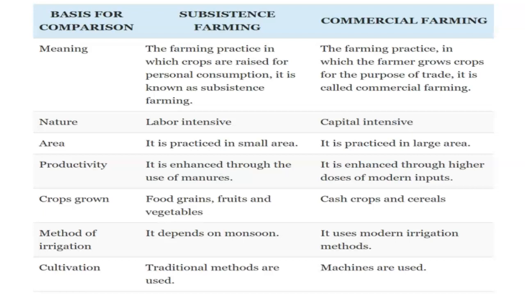And then looking at commercial farming, we've got modern irrigation methods. So these might be systems that are human built. And then for cultivation, for subsistence farming, those are traditional methods being used. And then with commercial farming, machines are used. So when we say traditional, we're usually meaning labor by hand or by human labor.